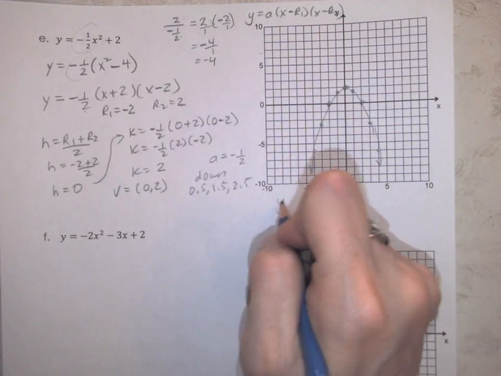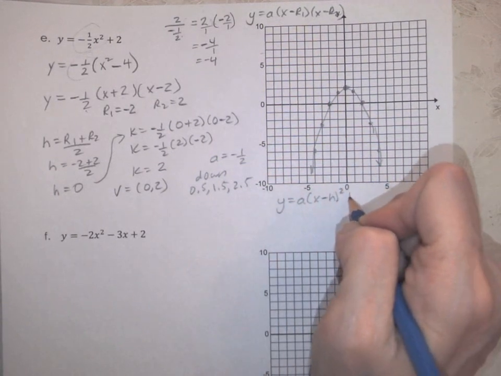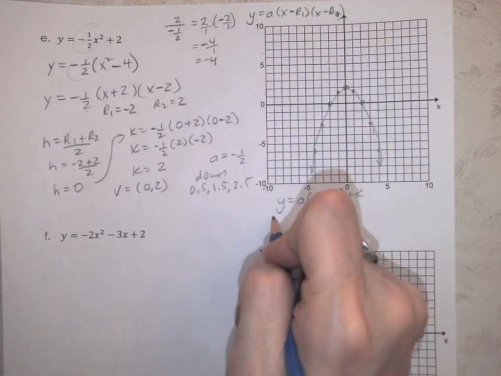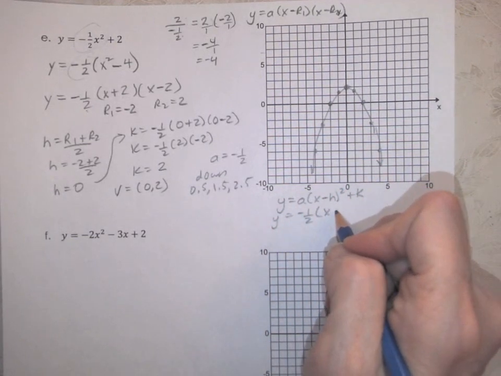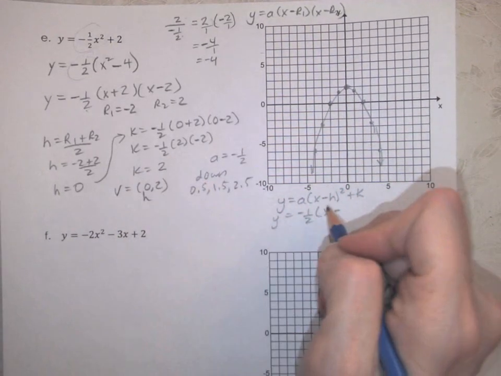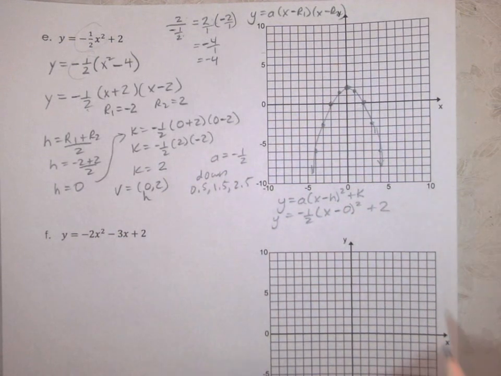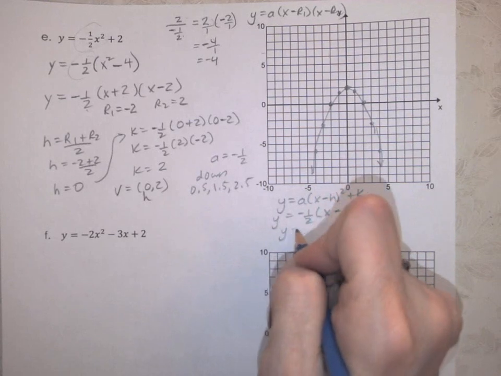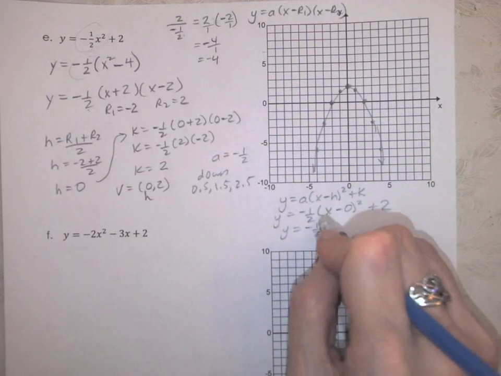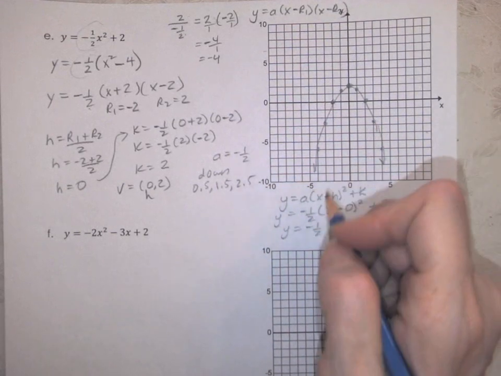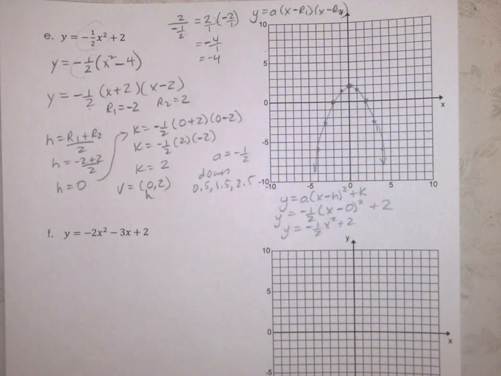And then we want to write it in vertex form. So we know our a is -1/2, x minus h, where h is 0, squared plus 2. Or you don't need the minus 0. If you don't want it, you can just write x minus 0 is actually just x squared plus 2. It's our vertex form.